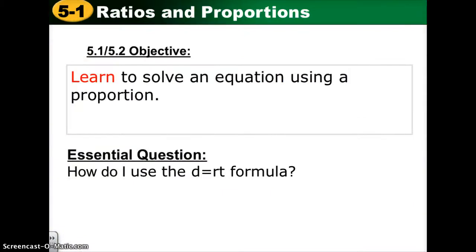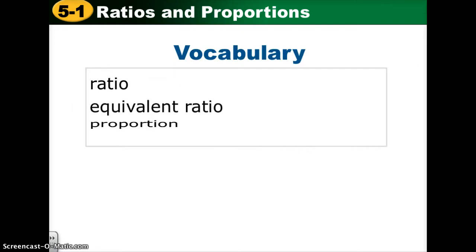Welcome to Chapter 5. We're going to combine sections 1 and 2. Our objective is to learn to solve an equation using a proportion. Our essential question is, how do I use the DIRT formula? Our vocabulary will be ratio, equivalent ratio, and proportion for the first half.